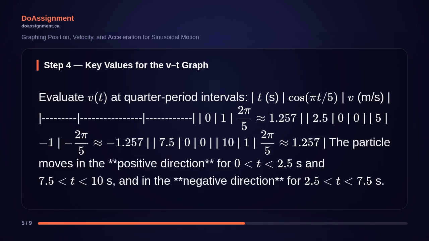Evaluating velocity at quarter-period intervals. At t equals 0, v is positive 2 pi over 5, approximately 1.257 meters per second. At t equals 2.5 seconds, v equals 0. This is where s is at its maximum. At t equals 5 seconds, v reaches its most negative value of negative 2 pi over 5. At t equals 7.5 seconds, v is 0 again, the position minimum. At t equals 10 seconds, v returns to positive 2 pi over 5. The velocity graph is a cosine wave.